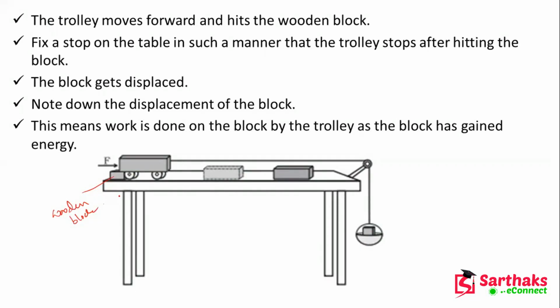Now fix a stop on the table in such a manner that the trolley stops after hitting the block. Then you can see that the block gets displaced. Note down the displacement of the block. So this means that work is done on the block by the trolley because it has been displaced. That means it has gained some energy. Without energy, how could the work be done? So this activity proves that yes, it has some energy.